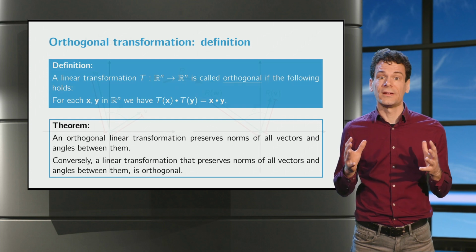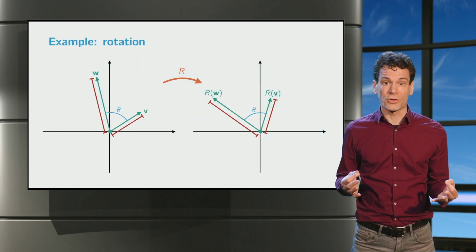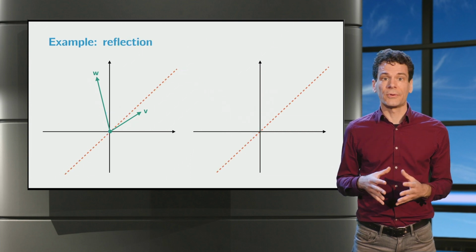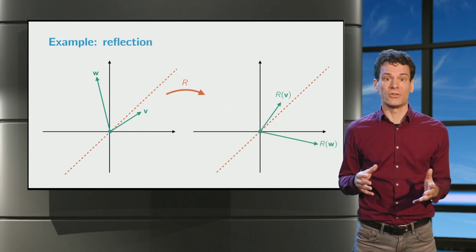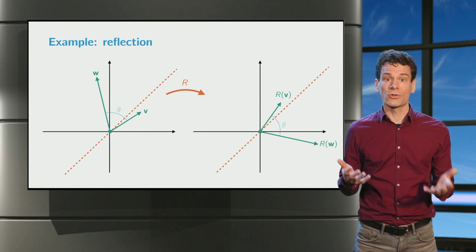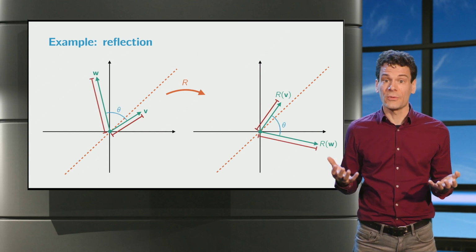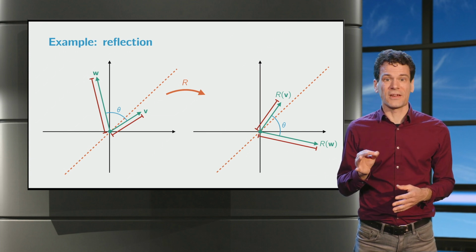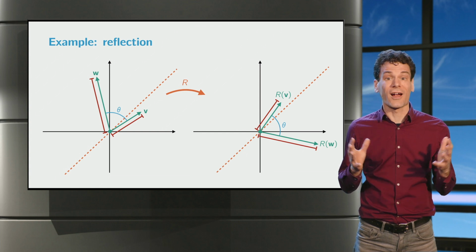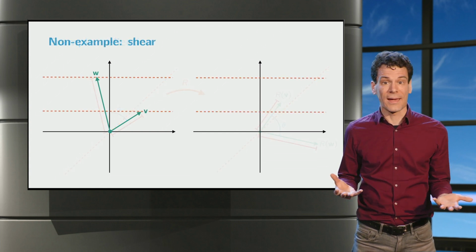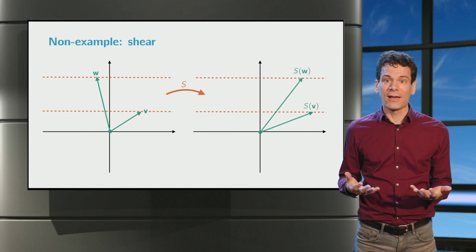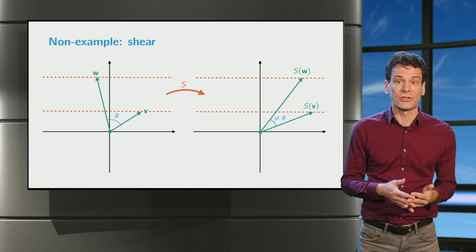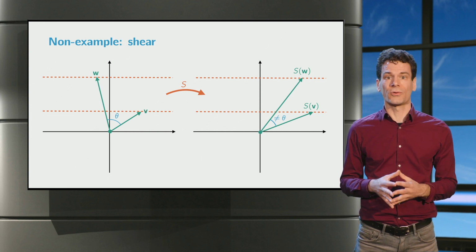We already saw that a rotation preserves angles and norms, so it is an orthogonal transformation. Another example is a reflection in a line through the origin. This transformation also preserves angles and norms, so it is an orthogonal transformation. But it is a very special requirement. Many linear transformations are not orthogonal. For example, a shear map. The angle between the vectors before the shear is not equal to the angle after the shear, so this is not an orthogonal transformation.